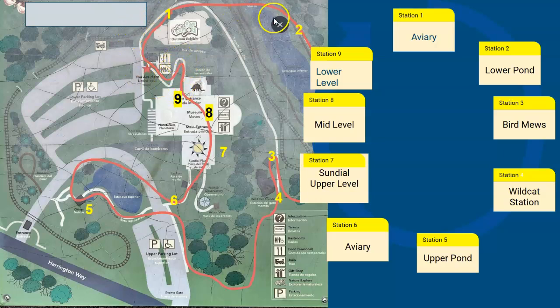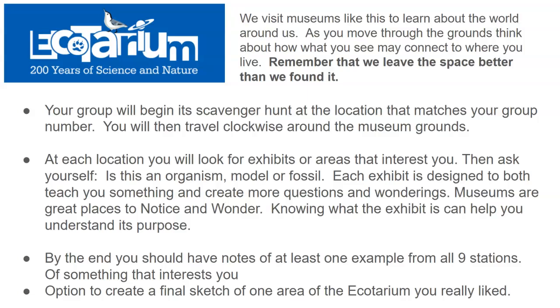Okay, and then you go around. So you're going to be starting at one of these and then working your way through the day, so that you get to see all the parts of the museum in the day.